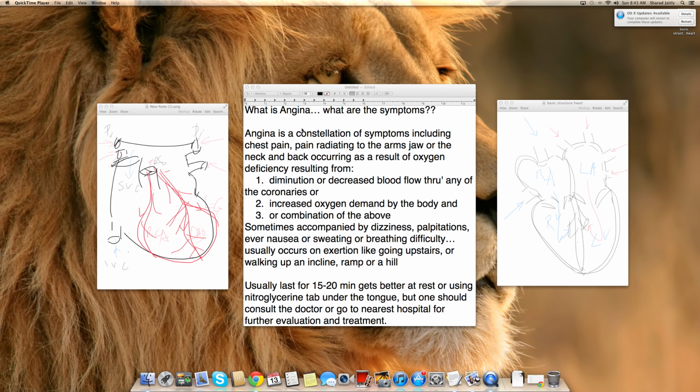In this section, I'm going to be talking to you about what is angina and what are the symptoms and when does it occur, etc. Well, let's look at the heart first.